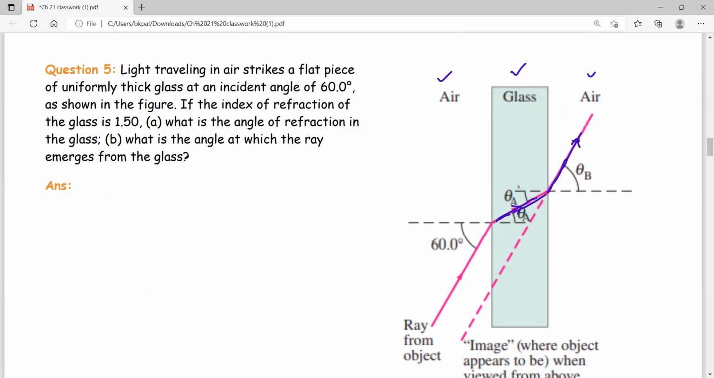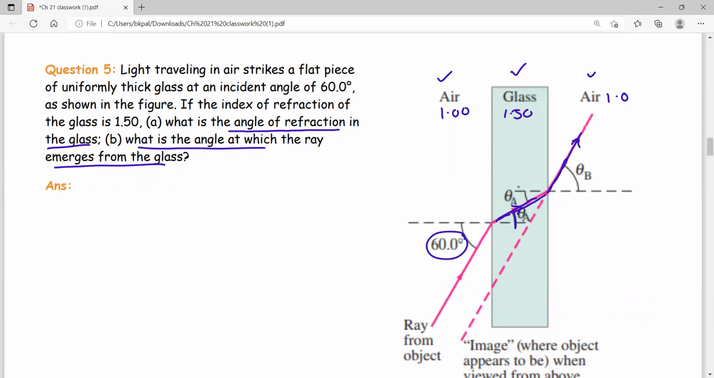We are given that this angle is 60 degree. The index of refraction for air is 1, for glass it is 1.5. So these numbers are the index of refraction of the medium. Now we have to calculate what is the angle of refraction in the glass, and what is the angle at which the ray emerges from the glass. So we have to calculate two things.